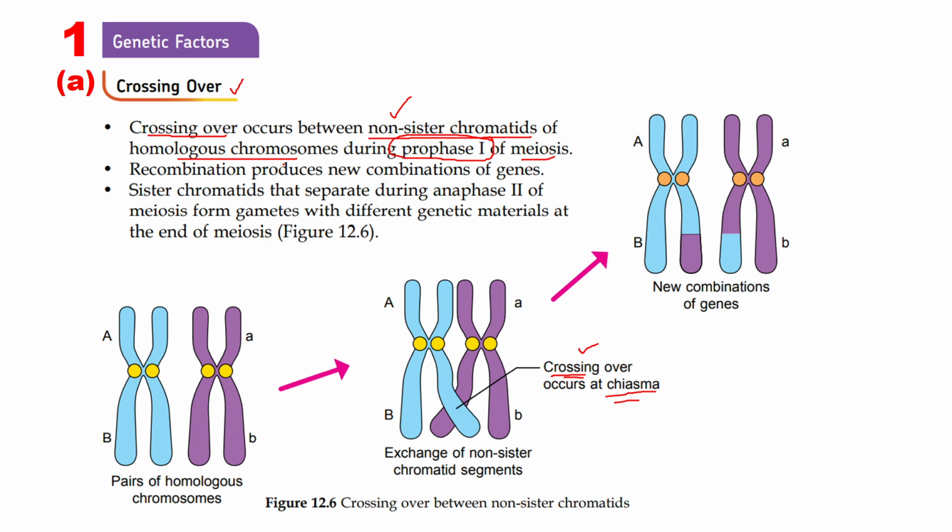Okay, so this is going to cause new combination. Recombination ini kita panggil dia sebagai new combination. Recombination produces new combinations of genes. Okay, so sister chromatids that separate during anaphase 2 of meiosis are going to form gametes with different genetic materials. Sebab dekat sini they already exchanged the segment of DNA.